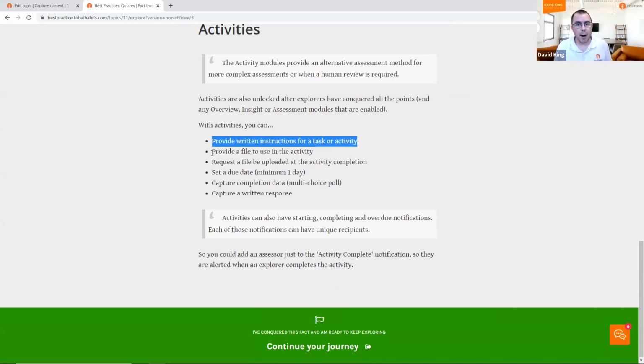You can also give them a file to use in the activity if you wanted to, like a template. You can ask them to upload a file. You can give them a due date for each activity, like you have to do this within the next 3 days or 7 days, and then you can put on notifications around that to remind them. You capture completion data and you capture a written response. And when they start the activity, instructions are emailed to them, and you can have any involved stakeholder email the instructions as well. So if the activity is go and meet with someone to do a role play with them, you could tag their manager or sales assessor or whoever it is on that activity so everyone knows it's ready to do that.